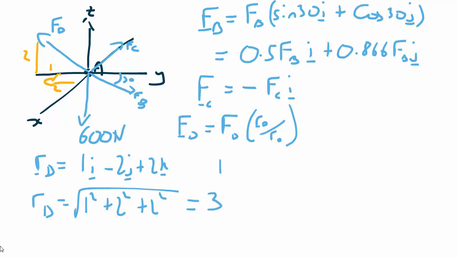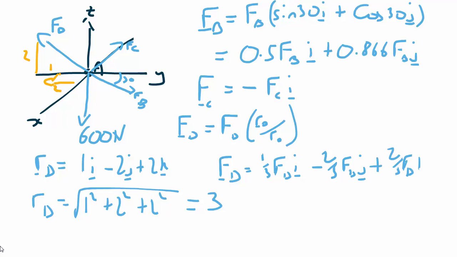So FD will equal 1/3 of FD i minus 2/3 of FD j plus 2/3 of FD in the k direction. So now we can form the Fx, Fy and Fz, the sum of the forces in the x, y and z direction, putting together our i's, j's and k's.